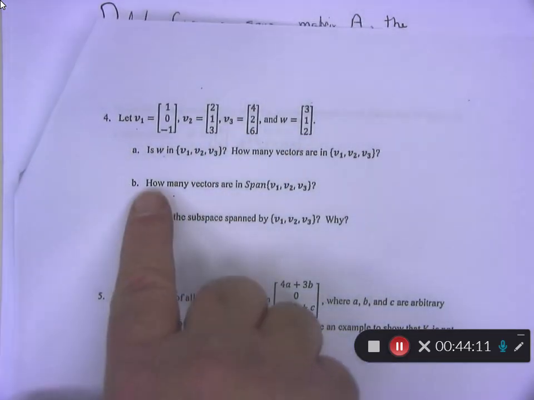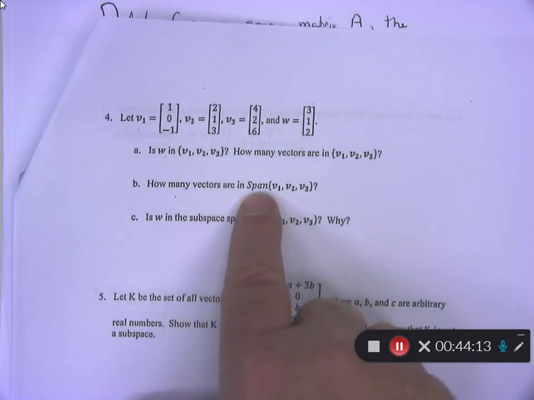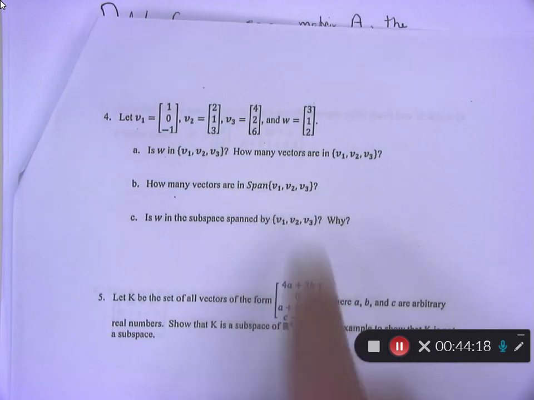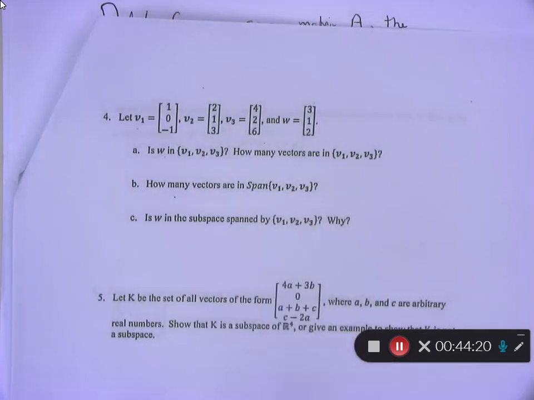Okay. How many vectors are in the span? Now I chucked the word span in front of this sucker. Okay? Now how do you figure out how many vectors are in the span? The span makes a space. And what defines a space?